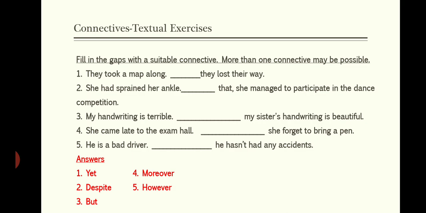Third sentence. My handwriting is terrible. Dash, my sister's handwriting is beautiful. You use the connective but. Whereas is also correct. My handwriting is terrible, but my sister's handwriting is beautiful. Or you can use my handwriting is terrible, whereas my sister's handwriting is beautiful. Next, fourth one. She came late to the exam hall. Dash, she forgot to bring a pen.